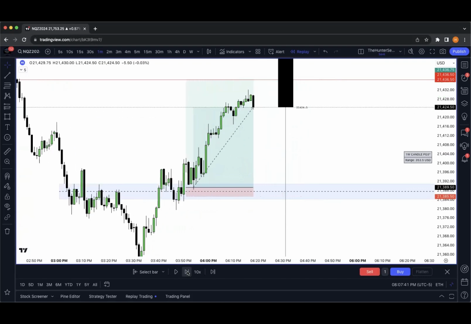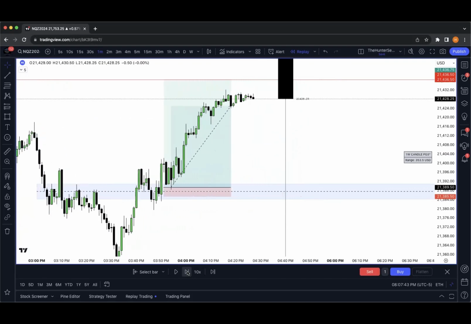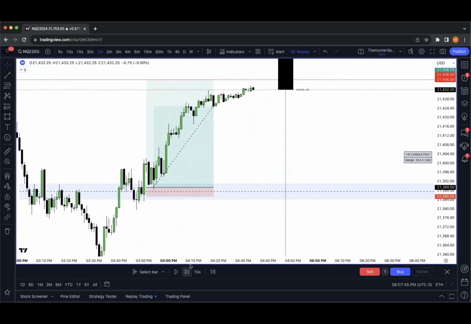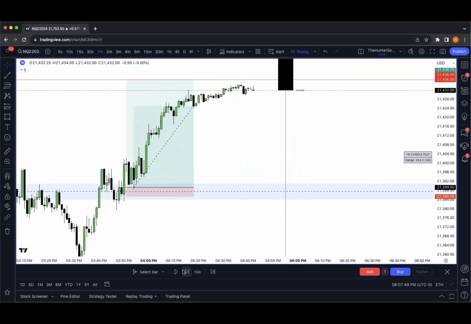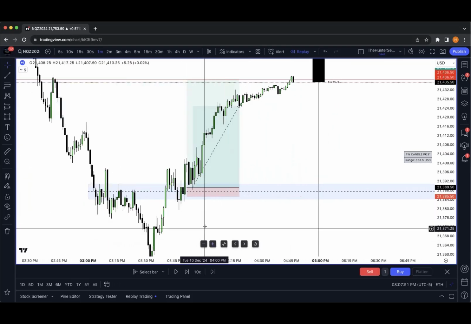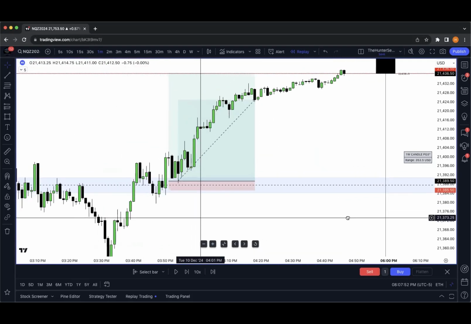And even minute one, once again, look how I just went to the setup. I did not take this. This was outside of my trading time. This is 4 in the afternoon, so after hours. But even look at after hours trading, how well it just respected what I just told you guys.